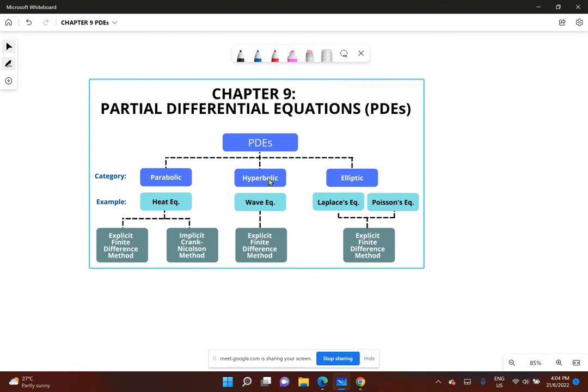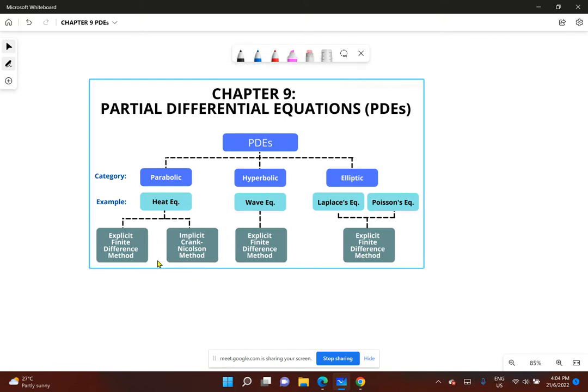And the second category of PDE is hyperbolic. The example of hyperbolic is the wave equation. The wave equation we can solve using a finite difference method as well. Elliptic is the third category of PDE. For the elliptic, we have two example equations. One is Laplace, another one is Poisson. Both of them will use finite difference methods.